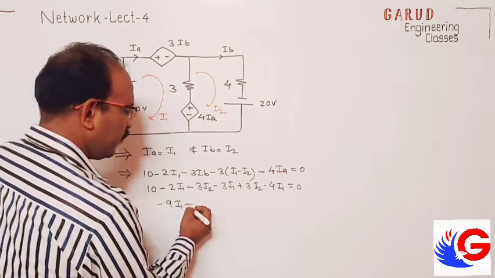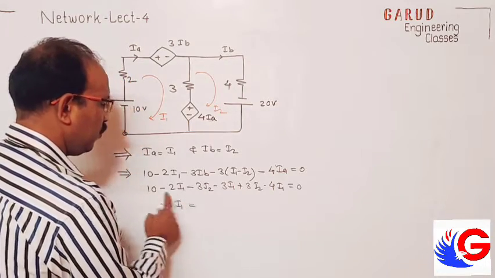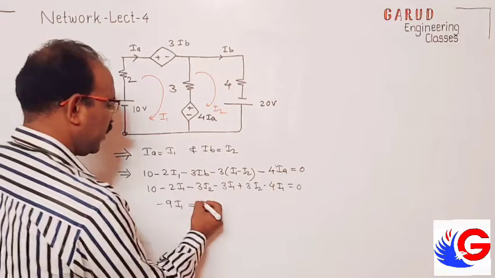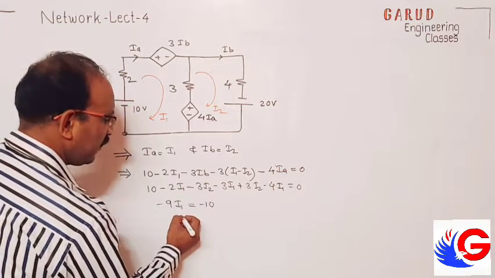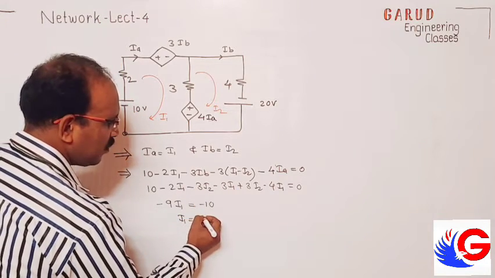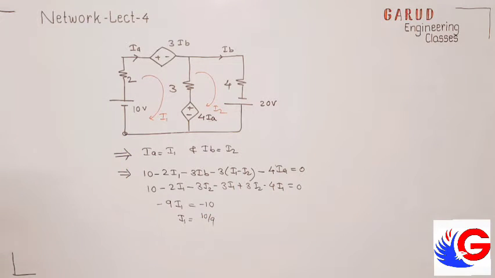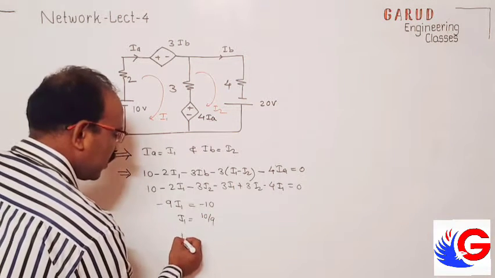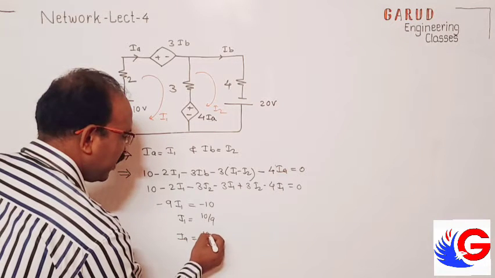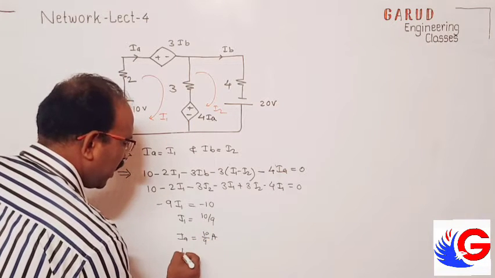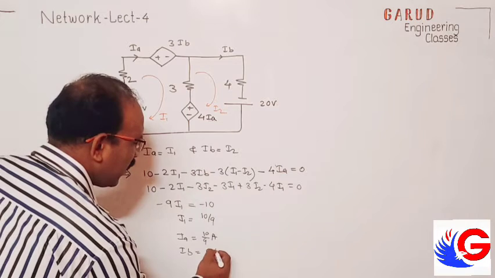So this will be 0 equal to 10 here. That side will be minus 10. What is I1? We got I1 equal to 10 by 9. What is I2? I2 is 0. So the answer is what? Suppose they want IA. IA is 10 by 9 ampere. And what is IB? IB is equal to 0 amperes.